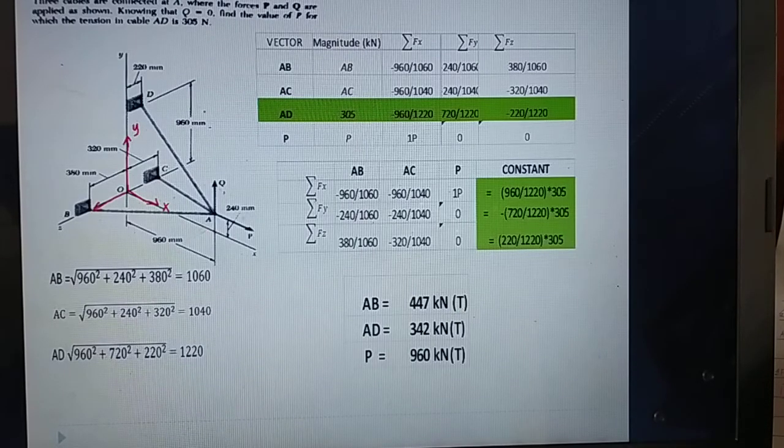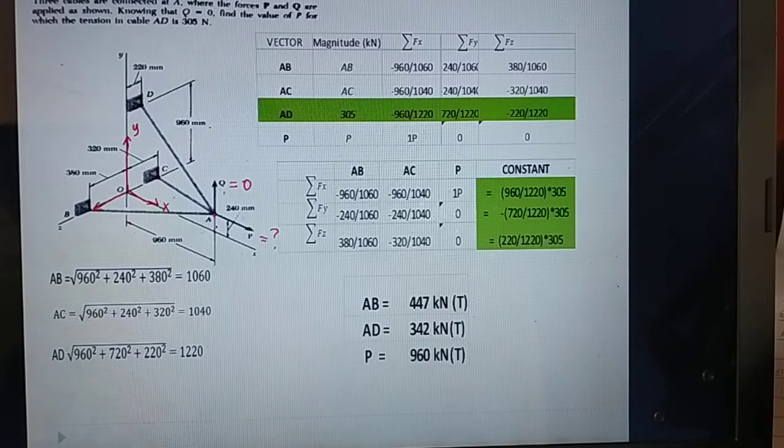Point D is 960 from the reference, and point B and point C are at the 0 level. So for member AB, from point A, the question here is: what is the value of P when Q equals 0? What is the value of P?